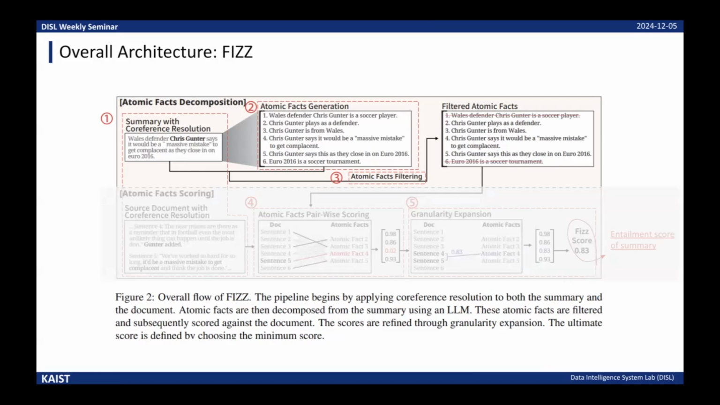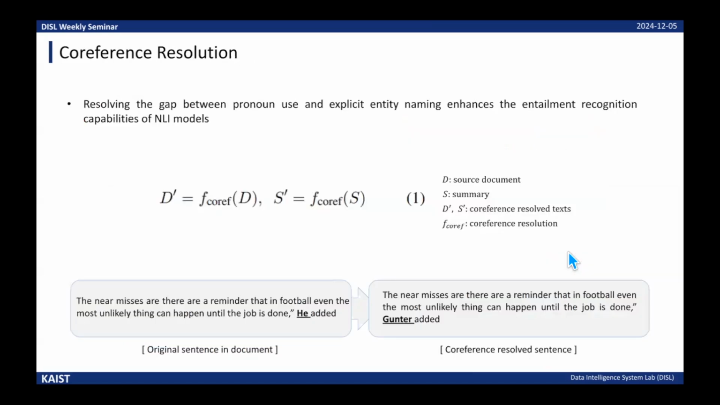First, let me explain atomic facts decomposition. Before atomic facts decomposition, we perform coreference resolution to address the issues in factuality checking caused by pronouns in both the original document and the summary. Through this coreference resolution, we convert the original document D and summary S into D' and S', respectively.